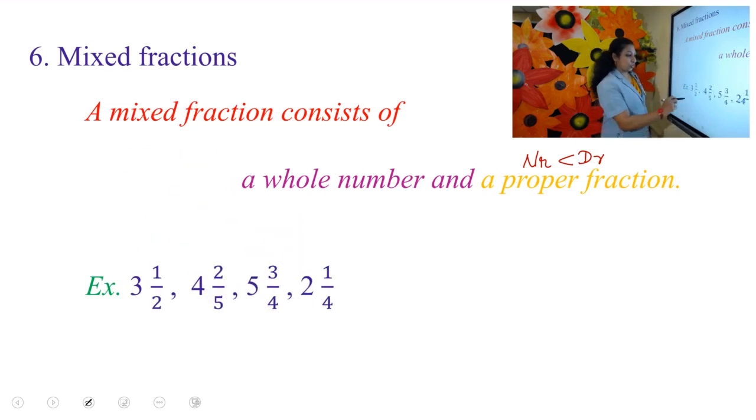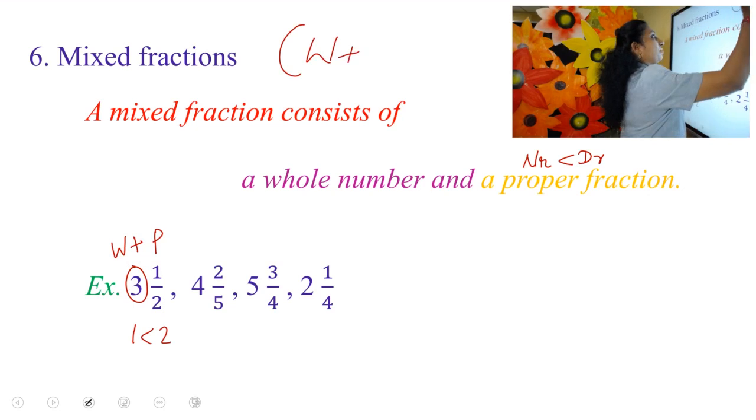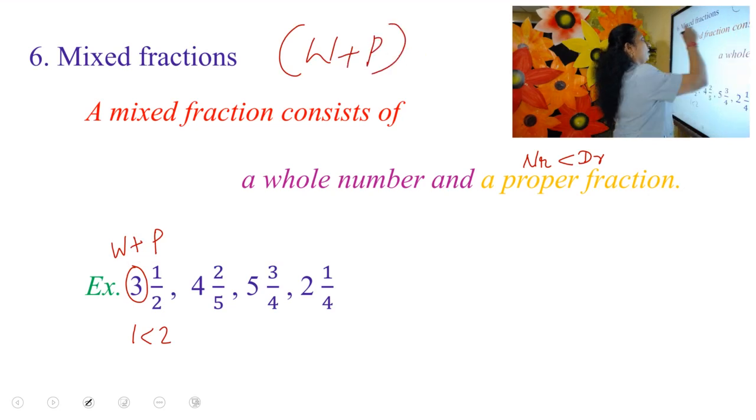3 and 1 by 2. 3 is the whole number and 1 by 2 is the proper fraction. 1 is less than 2. So we call this fraction a proper fraction. So whole number plus proper fraction is a mixed fraction.